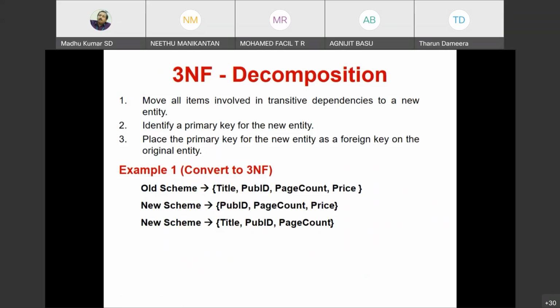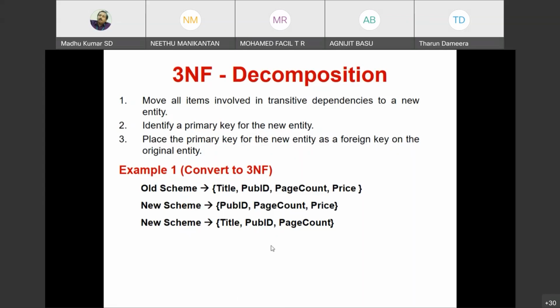So here come the steps. This is important. You know that, but just recollect those things. For decomposing a relation, say 2NF relations into 3NF relations, these are the steps. Move all items involved in transitive dependencies into a new table. Identify a primary key for each of those new entities or new tables. Place the primary key for the new table as a foreign key on the original table or original entity.